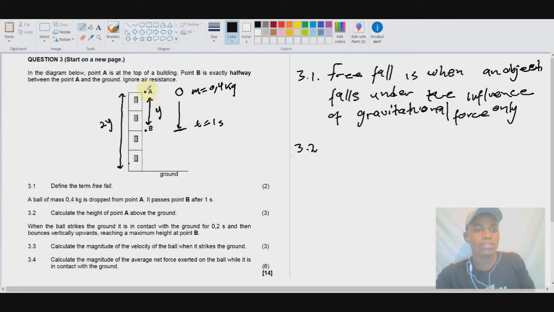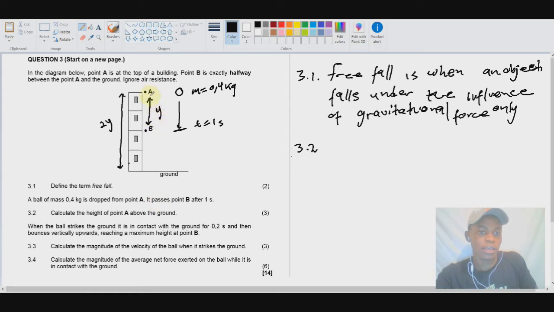So we want the height of point A above the ground. Remember we said that if this is y, the height should be 2y. So if we know the height here, we can use it to find the total height. On this question we are not given much information about point A relative to the ground, so we can use the information given about A and B to find the distance between A and B, and then multiply that by 2 to get the total.